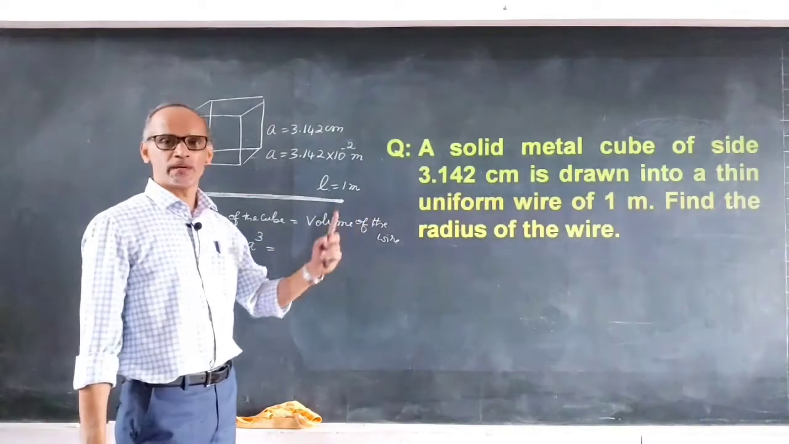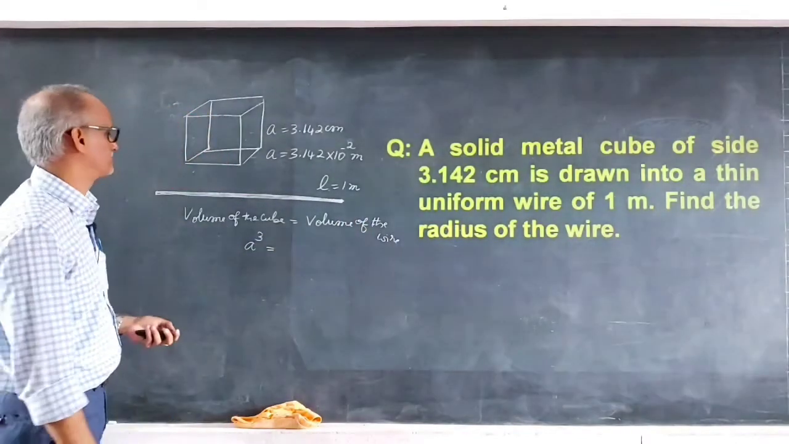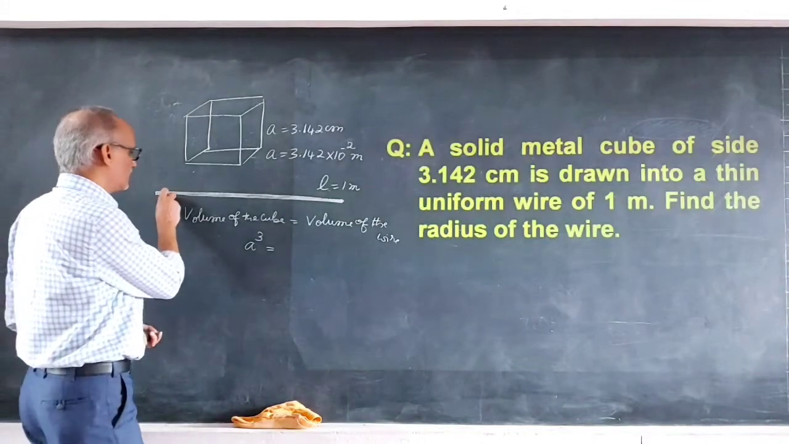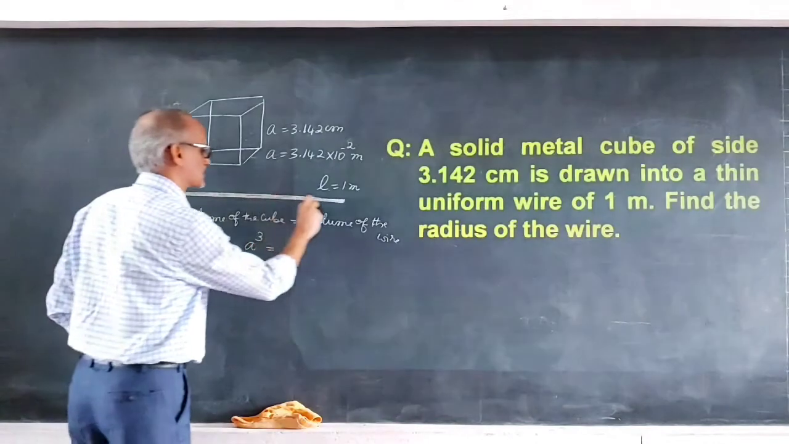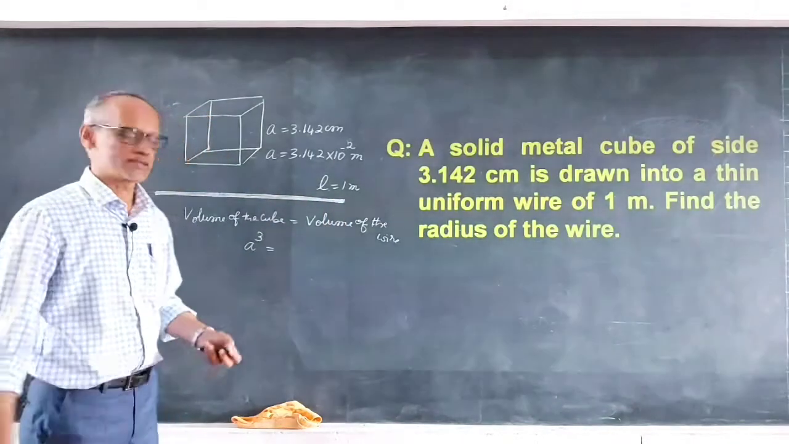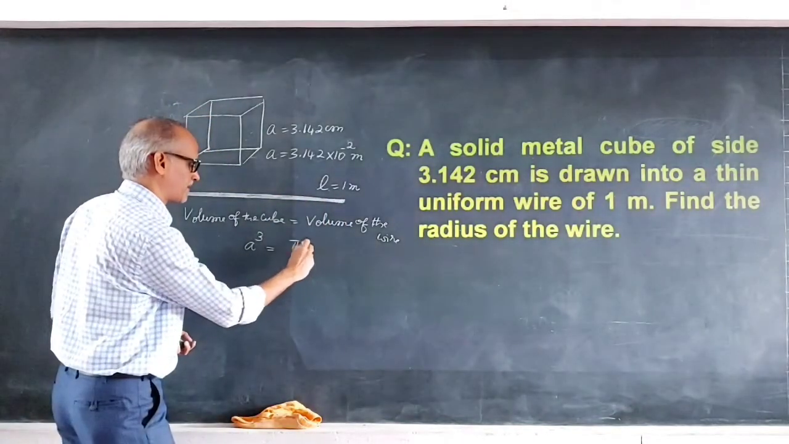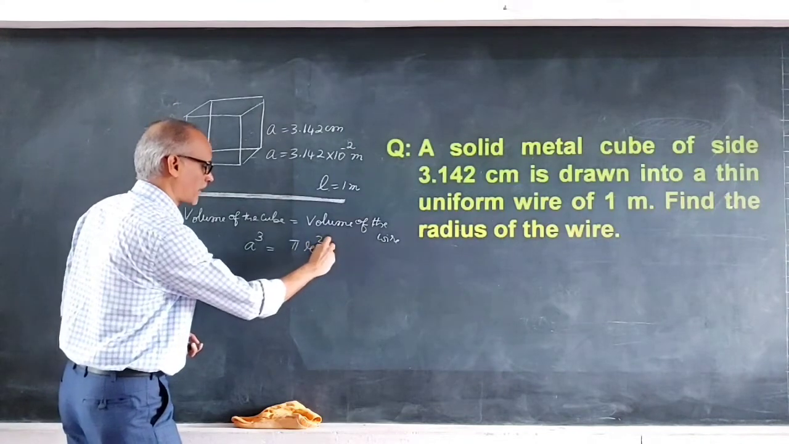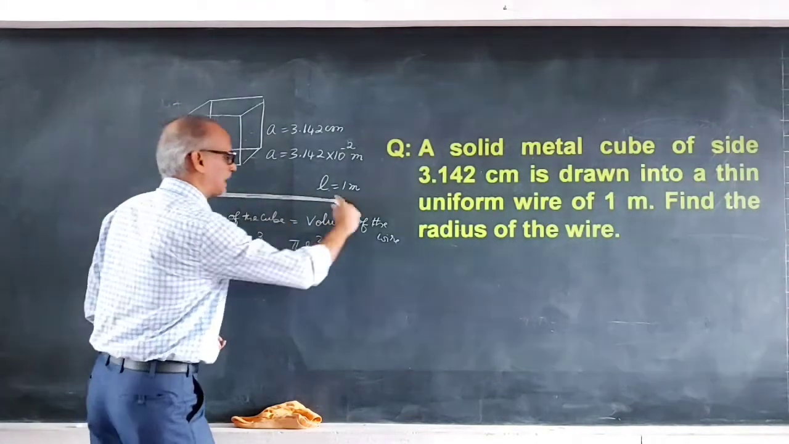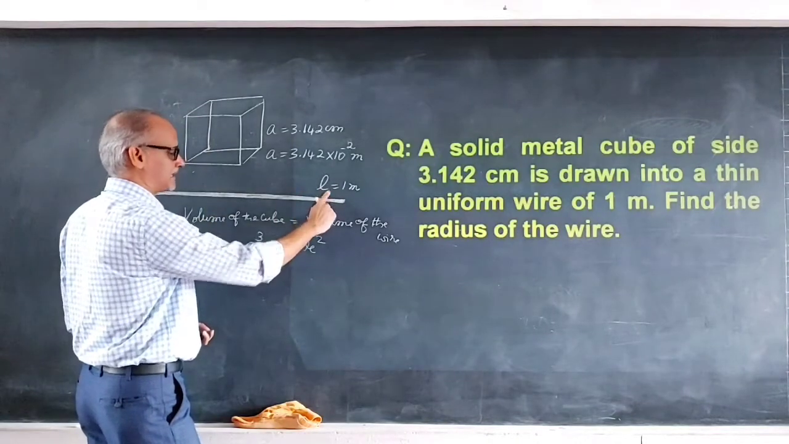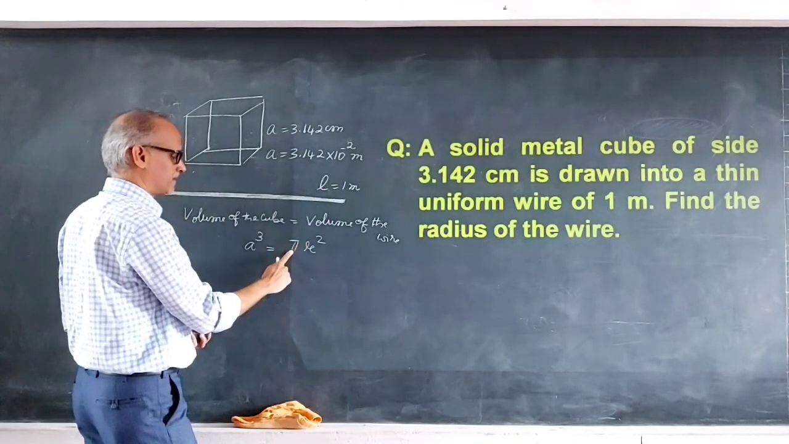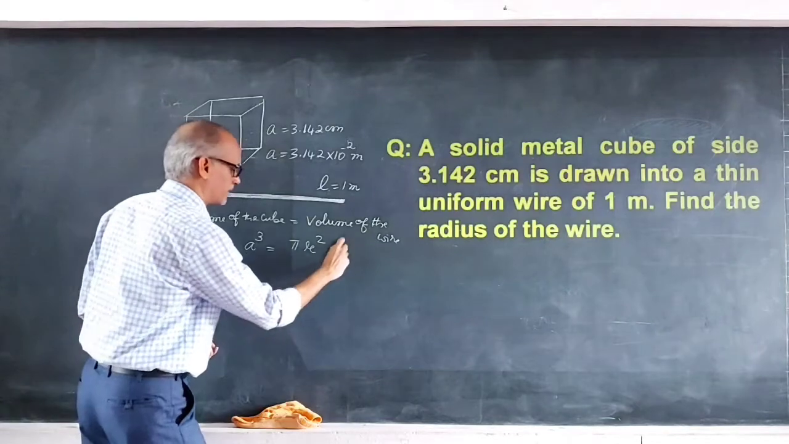What is the volume of the wire? It's a cylindrical wire. Can you see that? Wire means it's cylindrical. And what is the volume of a cylinder? It's pi r square into height, which is h. And that height is nothing but the length. So it is pi r square into L.